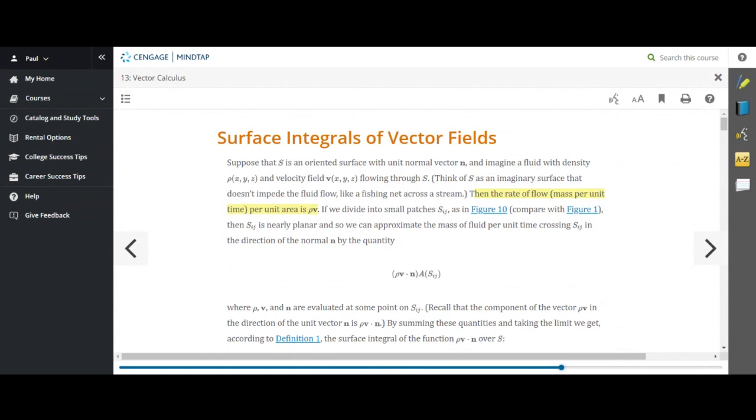Okay, so they say the rate of flow. The velocity vector field gives you the direction of the flow, and you're multiplying that velocity field by the density. And they're saying that the units are mass per unit area per unit time. Okay, so let's talk about that. I want to talk about that.